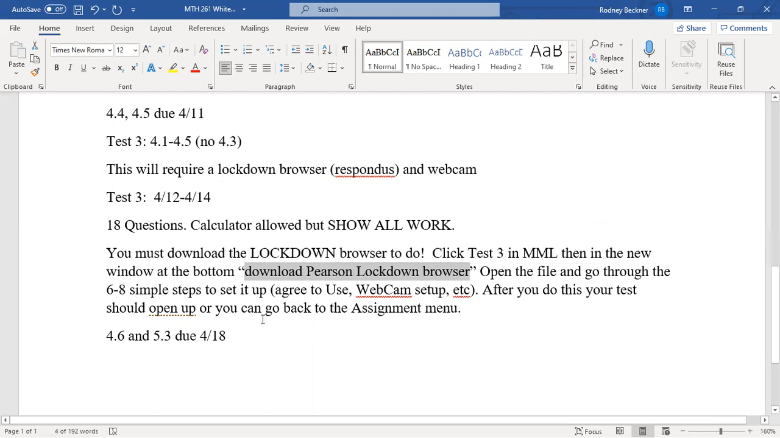Once that's finished downloading, if you're in Chrome, the files download to the bottom left. Other web browsers, it might be a different location, but you'll have to open that file and go through it's like 6, 7, or 8 steps. They're pretty simple to set up. It's basically just a license to use, click the agreement, and then move on. Then it'll make sure your webcam has access, that it can record audio. It'll take a little 5-second clip. You can check it to make sure everything looks good. If you're using a laptop, you'll have to move your screen up and down a little bit so they can see the full room. It'll do a facial recognition thing. Again, it is pretty easy. After you go through all the steps, the test should open up normally with the lockdown browser. But if not, you can just go back to test 3 and open it that way.